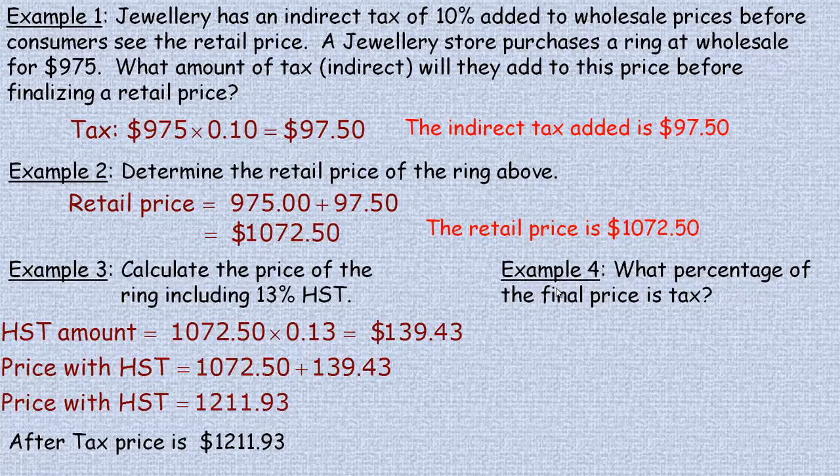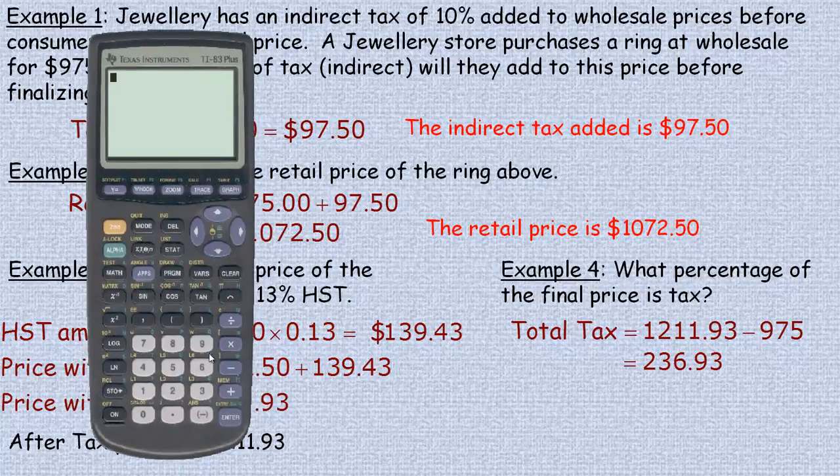And the last example here says what percentage of the final price is tax? So the amount of tax that's paid here, that's the final price, and the original before any taxes were added was $975. Now we could add the 97, well actually, and that will give us $236.93. Another way to get that, we could just add the $97.50 and the $139.43, and just to demonstrate that that works out, $97.50 plus $139.43. You could add those to also get the same amount, $236.93.